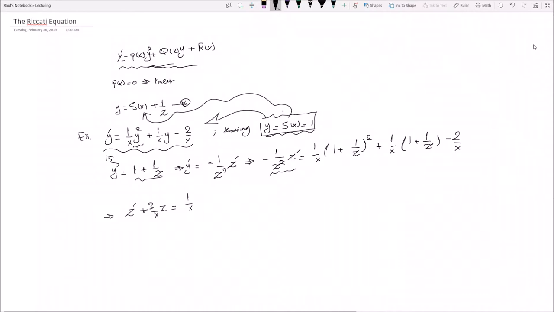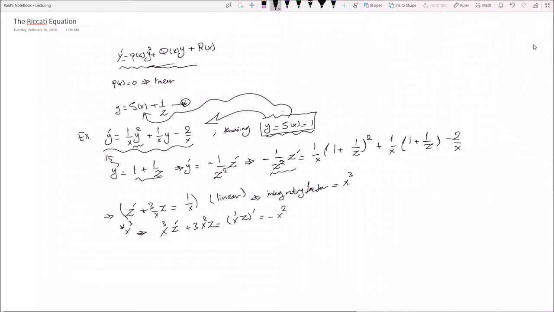And this is a form of a standard linear differential equation. If we try to find its integrating factor, the integrating factor will equal x cubed. Now multiply both sides of the equation by x cubed. This will give you x cubed z prime plus 3x squared multiplied by z, which equals x cubed multiplied by z, all primed, which equals minus x squared.